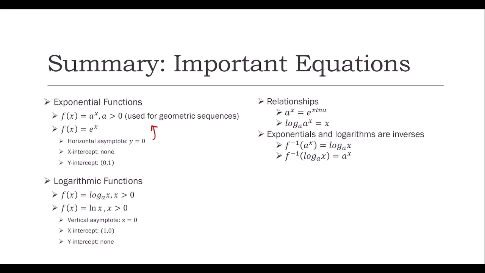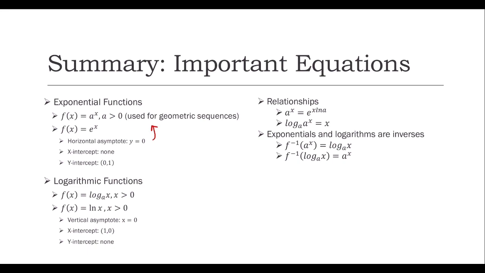For our logarithmic functions, our f of x equals log base a of x, where x is greater than 0, and our f of x equals ln of x, where x is greater than 0. Our vertical asymptote will be x equals 0. Our x-intercept will be 1, 0, and we won't have a y-intercept.